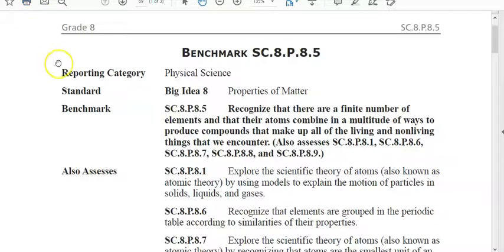So getting started, you may be familiar with the naming conventions of the benchmark, but I'm going to go over them very briefly. The SC means science. The 8 is grade 8. The P is the reporting category or the body of knowledge, in this case physical science. There's also E for earth science, L for life science, and then N, of course, for nature of science. The 8 stands for the big idea because the bodies of knowledge are further broken down into big ideas, and in this case this is properties of matter, and the 5 is the benchmark.